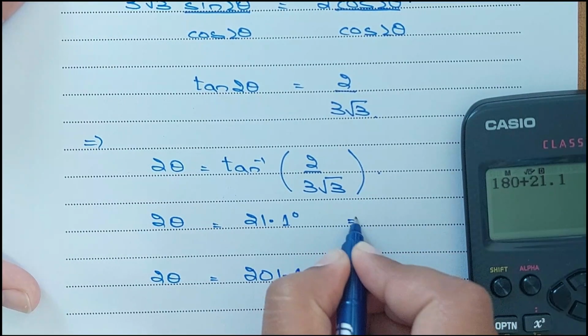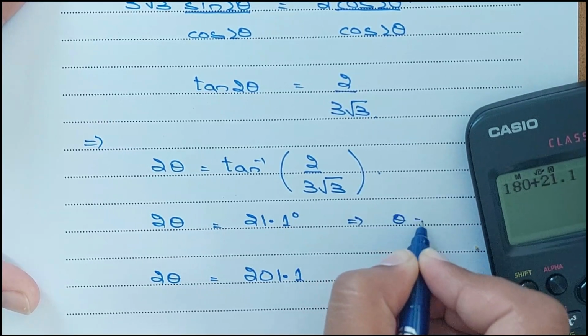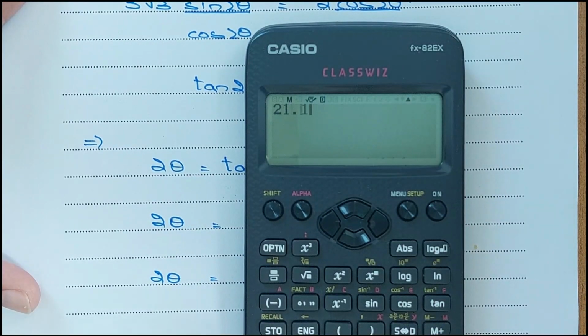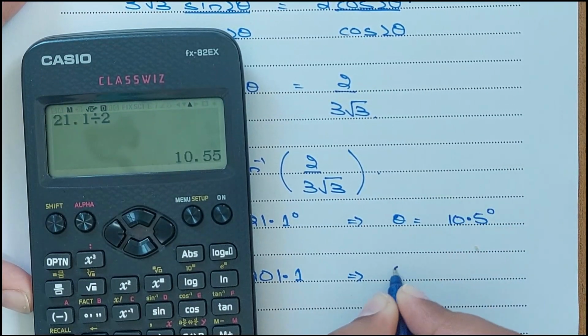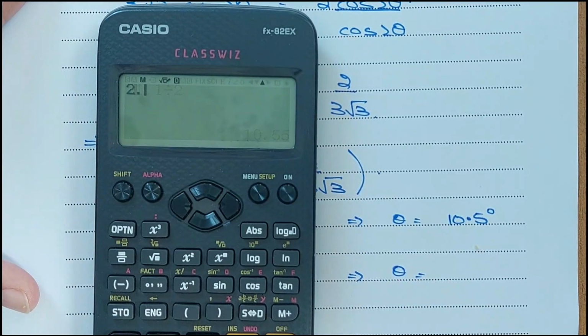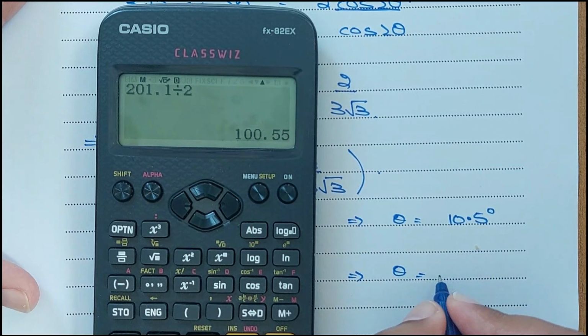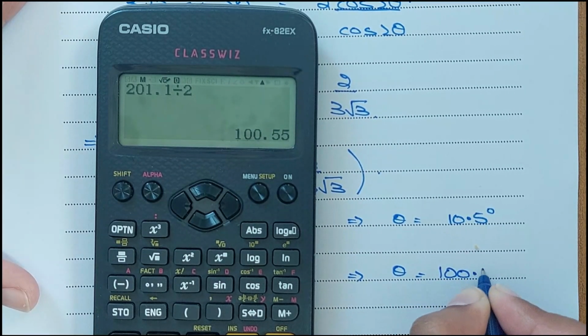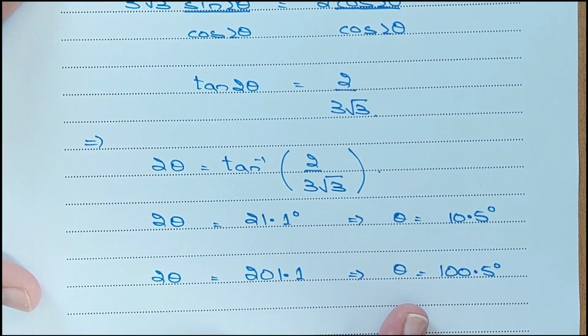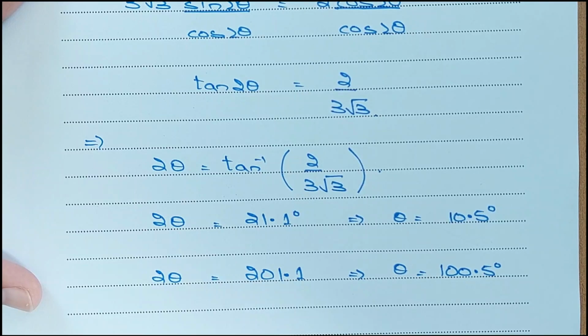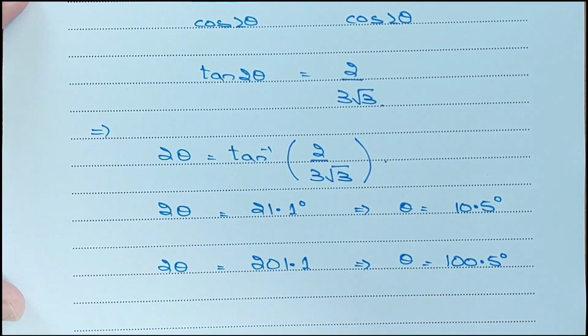Let me solve for theta from here. So what is theta? 21.1 divided by 2, which is 10.55, 10.5 degrees, and 201.1 divided by 2 is 100.5 degrees. So these two values belong to the range of theta between 0 to 360 degrees, sorry, 0 to 180 degrees, because 0 to 180, so both belong to the range.